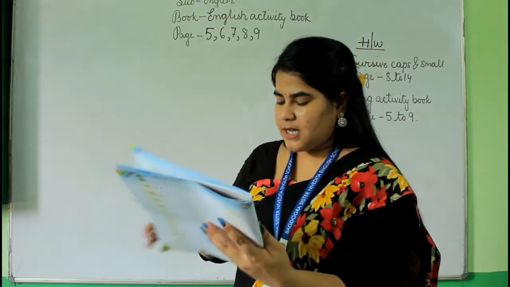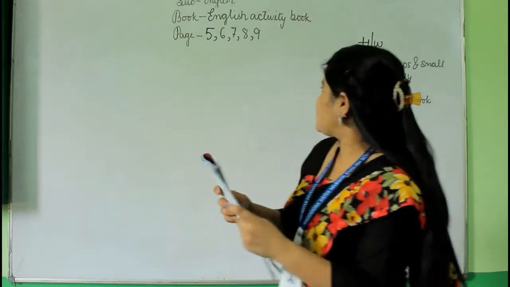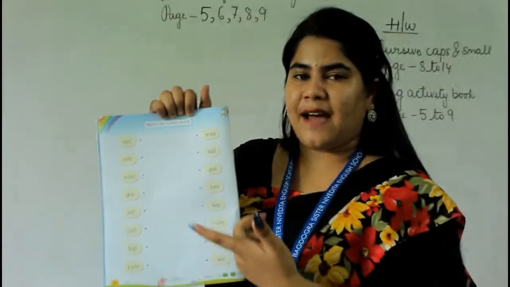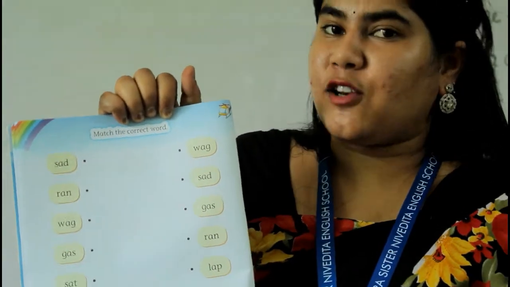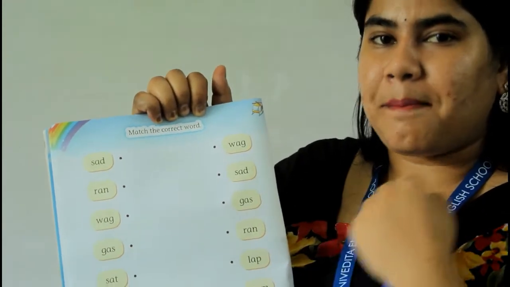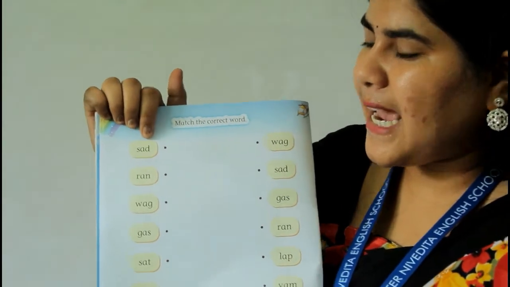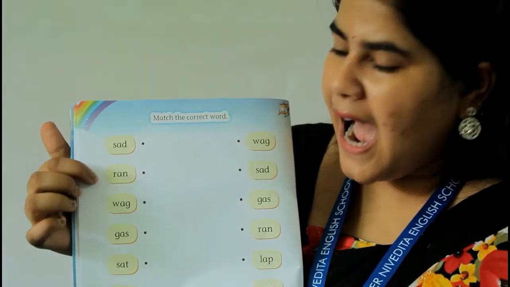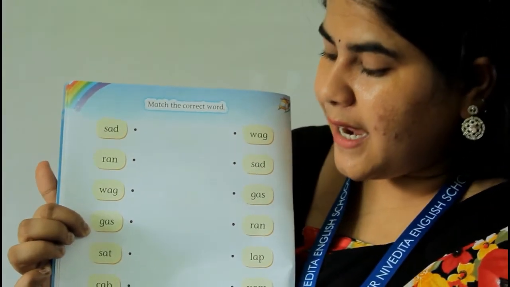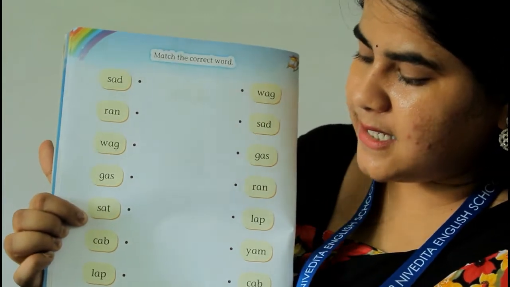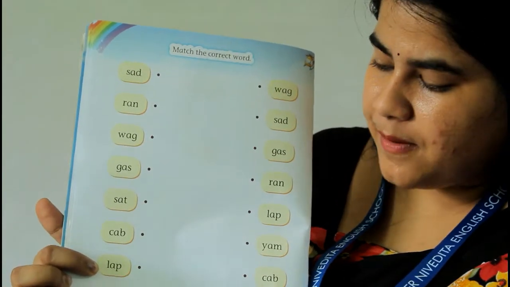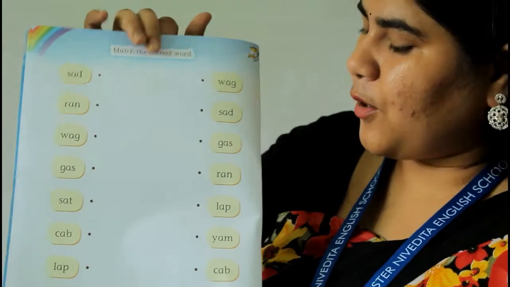Now turn the page, it's page number 8, okay? Again match the correct word, same as we have done in 2 letters, phonic and non-phonic. Here also we will read this word first and then we will do matching, okay? So let's read S-A-D, sad, R-A-N, ran, W-A-G, wag, G-A-S, gas, S-A-T, sat, C-A-B, cab, L-A-P, lap, Y-A-M, yam, okay?